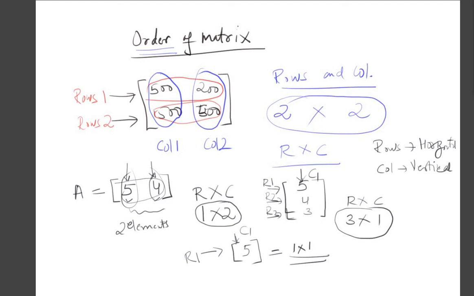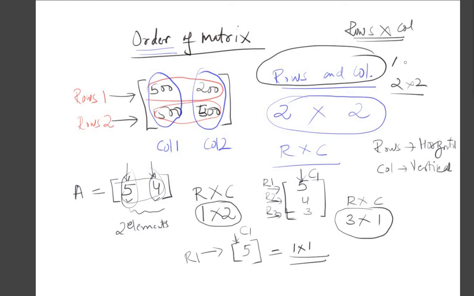Then we talked about the order. A matrix has rows and columns, and the order is always written in terms of rows cross columns, right? So you cannot have columns cross rows. That will be incorrect. So if I say the order of a matrix is 2 cross 2, that means I've got 2 rows and 2 columns. If I've got just one element in it, that means I've got just 1 row and 1 column. So my order is 1 cross 1.